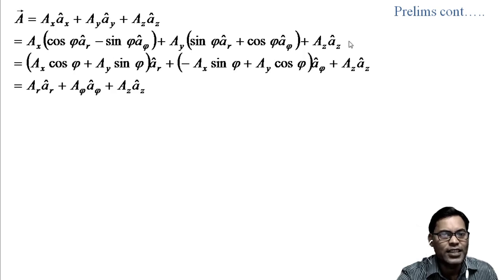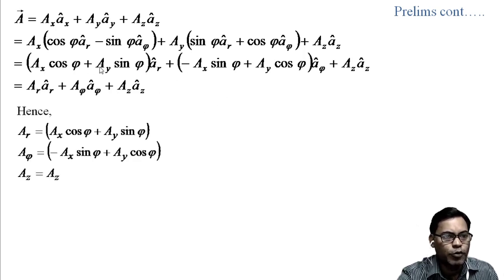Now rearranging all the terms, we get the components: ax cos phi plus ay sin phi, because here ar is present. If we simplify this, then ax cos phi plus ay sin phi multiplies ar, and ar is common. Similarly we get this, and finally this term is the component Ar into unit vector ar, plus this term is the component Fi into unit vector fi, plus Az. So Ar will be equal to this term, Fi will be equal to this term, which I have written, and Az will be the same.